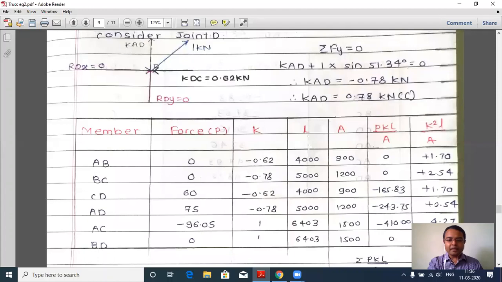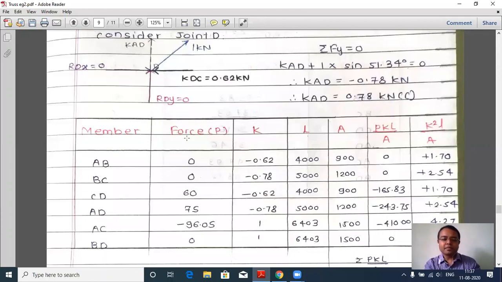Next, I have written the length of every member, and the area of cross section of every member. Time is running out; we have a 40 minute lecture. If our lecture discontinues, please join once again. We'll complete this problem in this lecture itself. If the session ends, rejoin, and after rejoining I'm going to take the attendance.